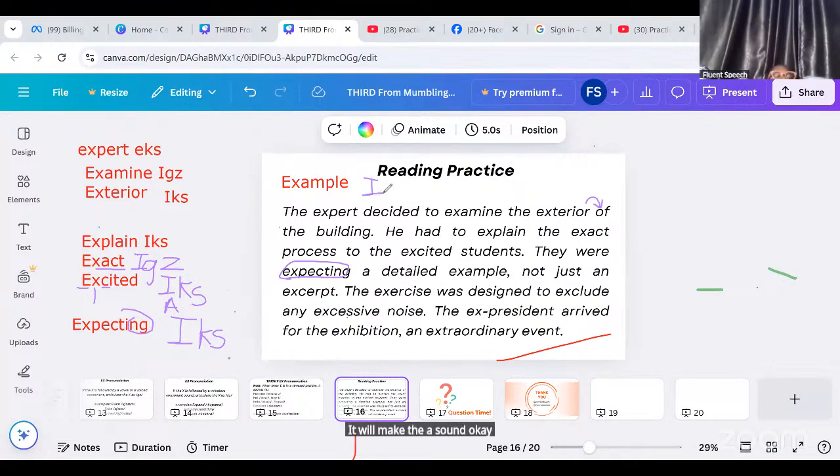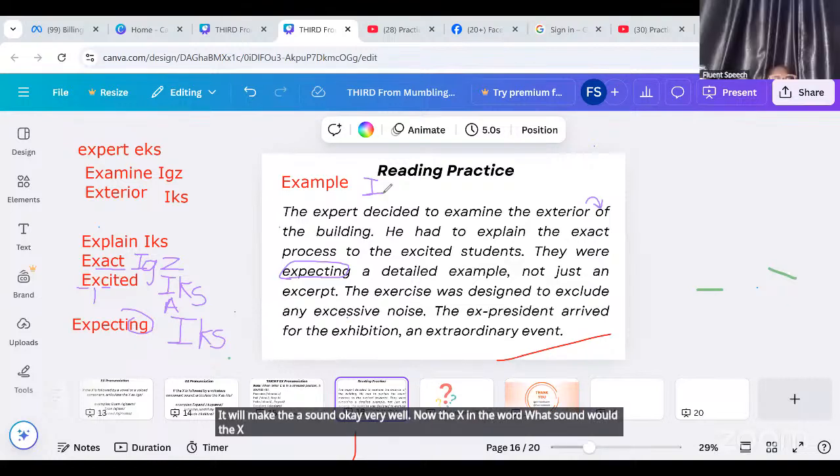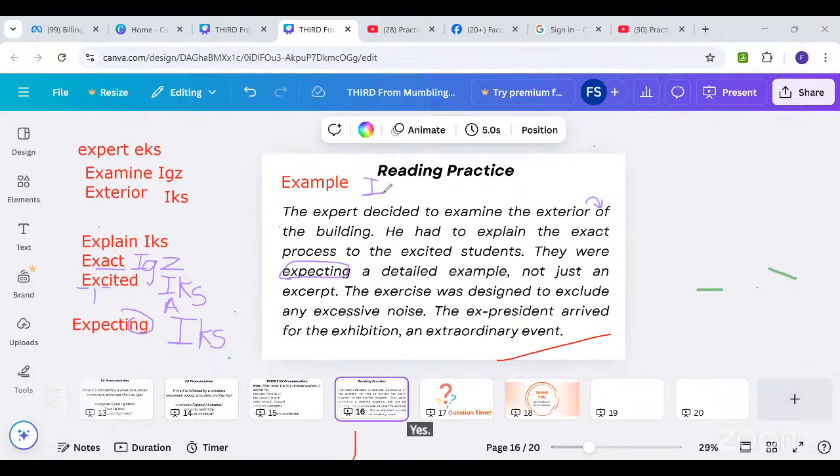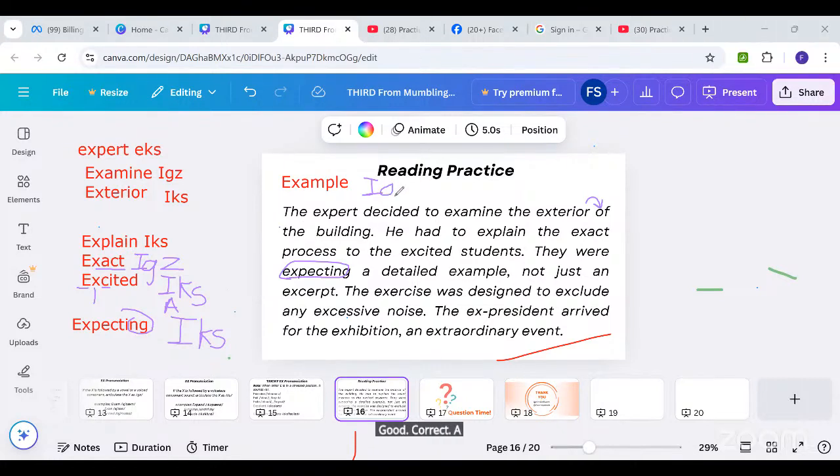Okay, very well. Now the X in the word, what sound will the X make? Is it guz or kus? It's guz. Example. Yes, you're correct. Okay, let's take one more word.